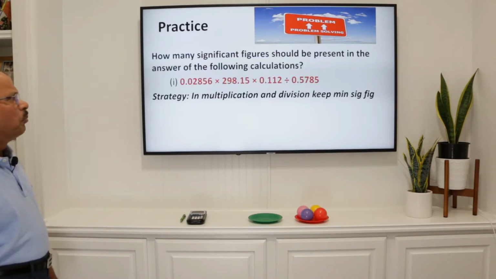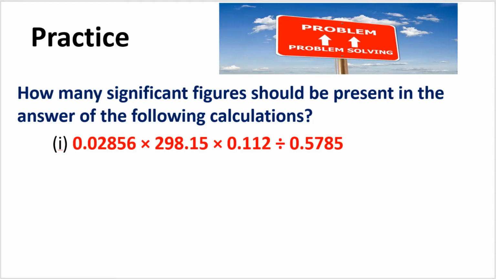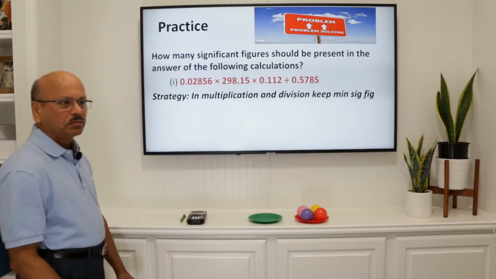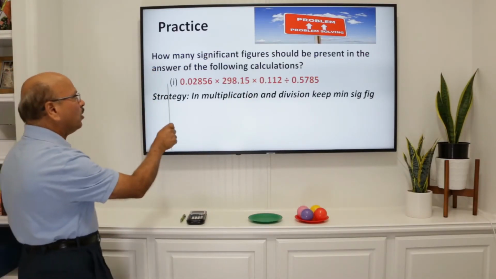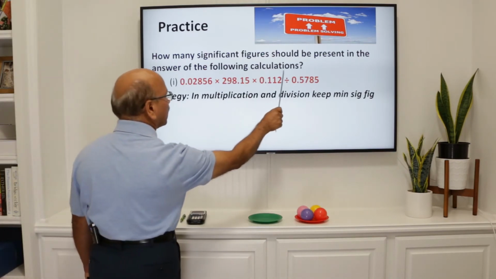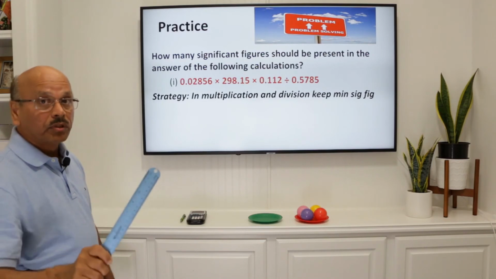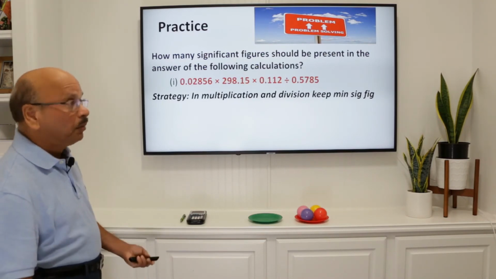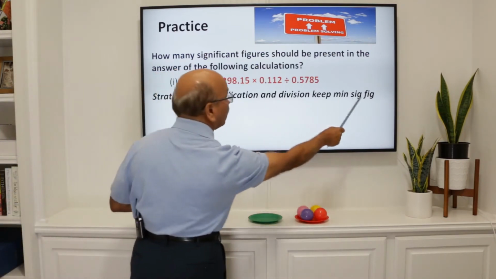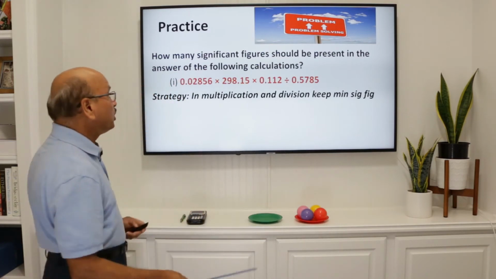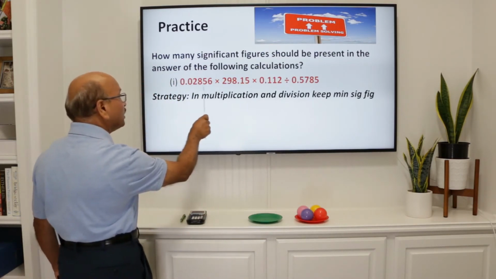Okay, now let's do some practice in calculations. The question is, how many significant figures should be present in the answer of the following calculation? Okay, now we have multiplication and then a division. And remember, the rule for multiplication and division is: keep the minimum number of significant figures. That's the rule. So just count how many significant figures we have here.